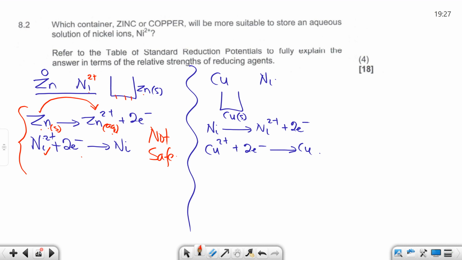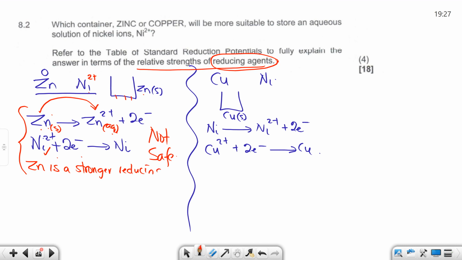The examiner says refer to what? Relative strength of. Please, you refer to what? Reducing agent. Now, which one is a stronger reducing agent? Let's compare. Remember, a stronger reducing agent is easily what? Oxidized. Are we okay? All right. So, can we say zinc is a stronger what?